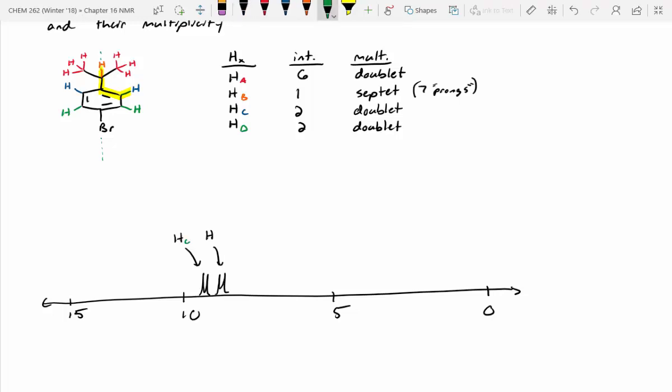I'll give you guys a handout later on. I forgot to photocopy them today, but I'll post them on the website. And then you also get them on the exam too. However, aromatic protons always show up in that region for the most part.